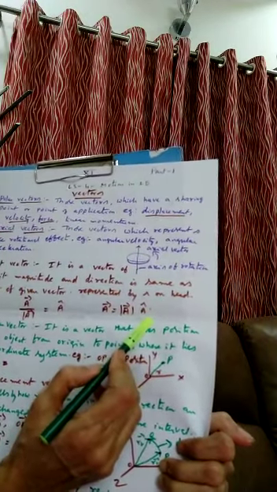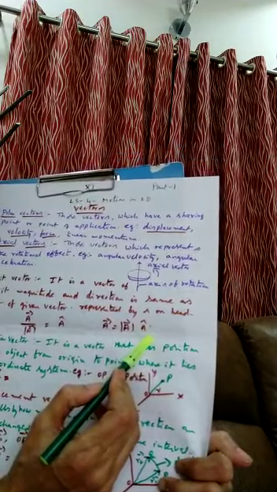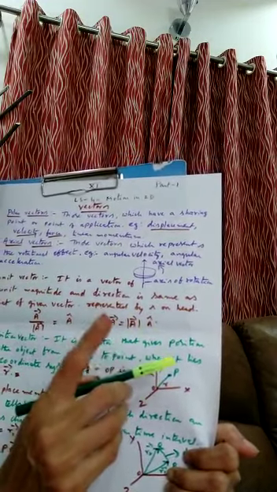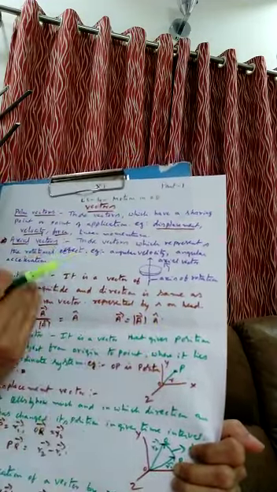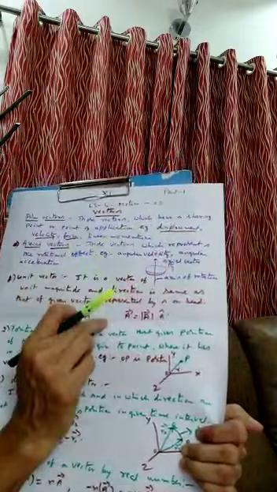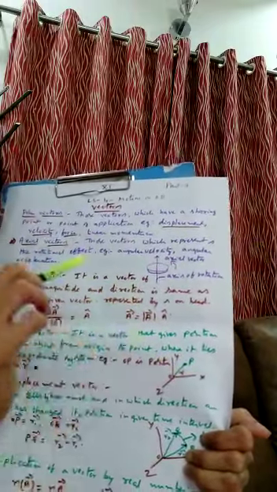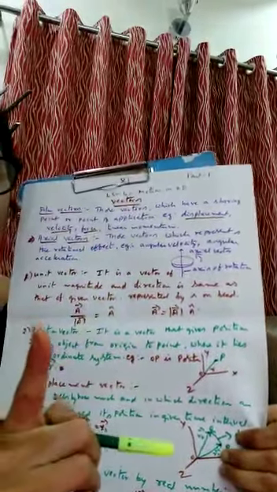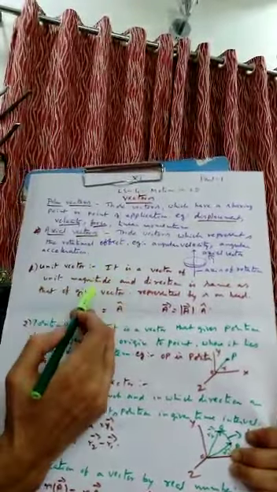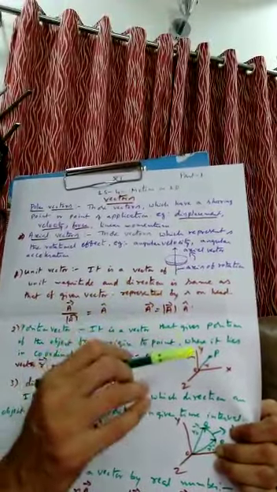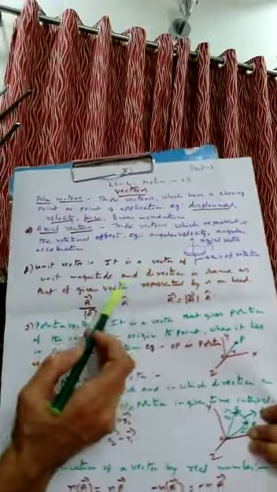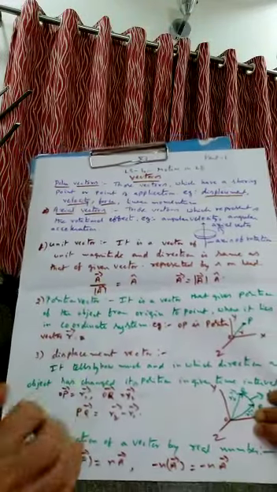The unit vector has magnitude 1 and direction the same as that of the given vector. Suppose the given vector direction is along the x direction, then the unit vector direction is also x only, but its magnitude will be how much? 1. Followed? So the unit vector is defined as one whose magnitude is 1, but the direction is the same as that of the given vector, and we represent the unit vector in this way.